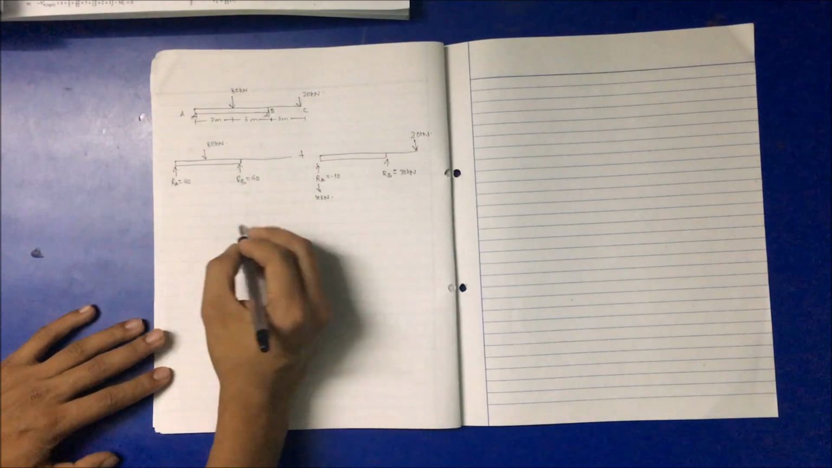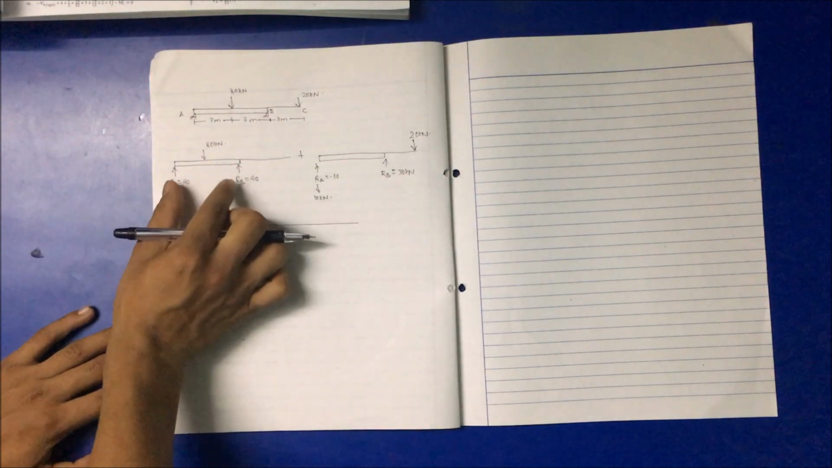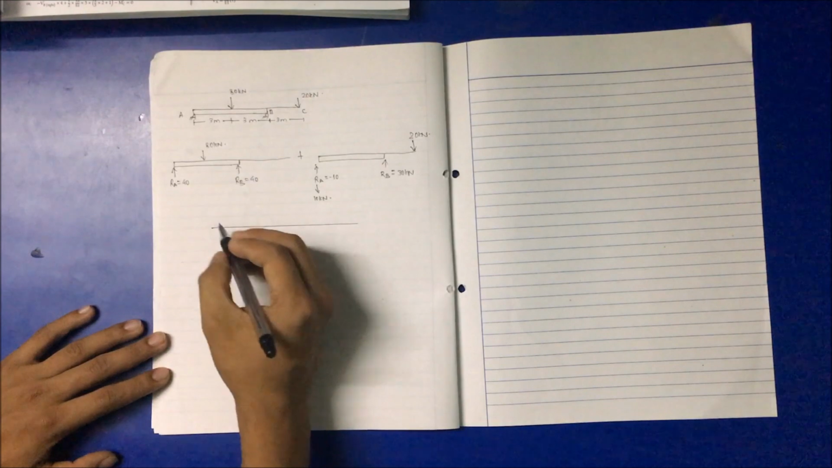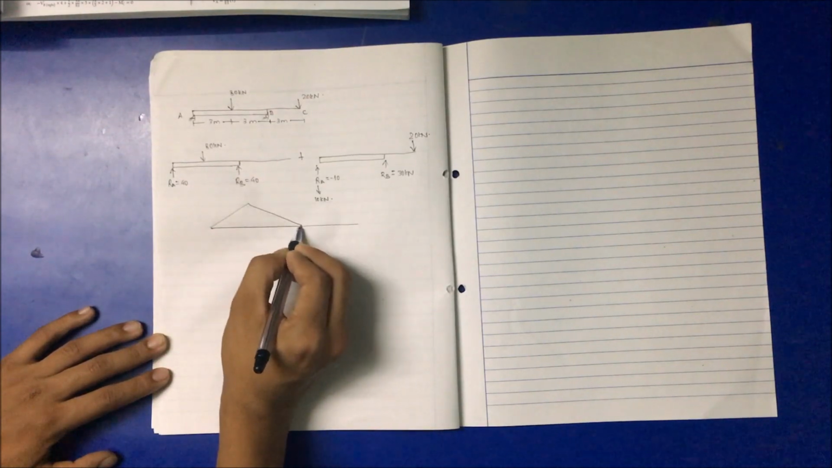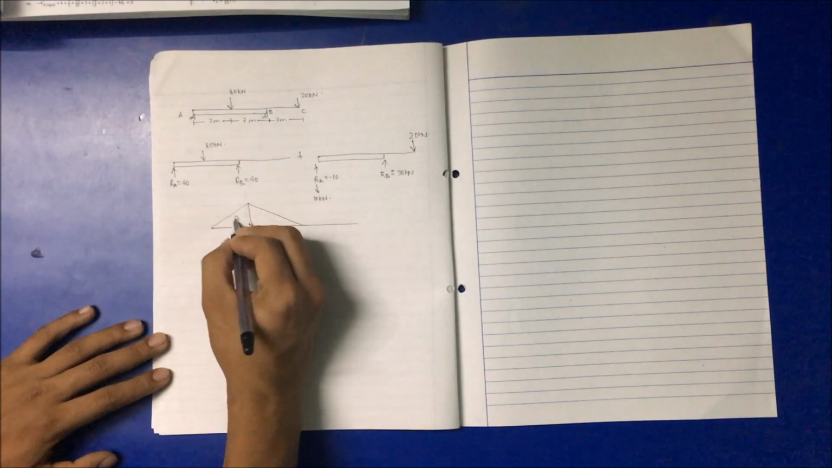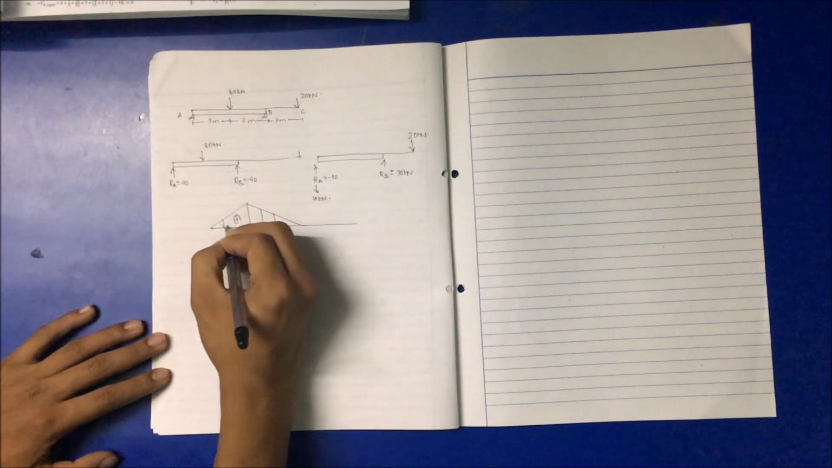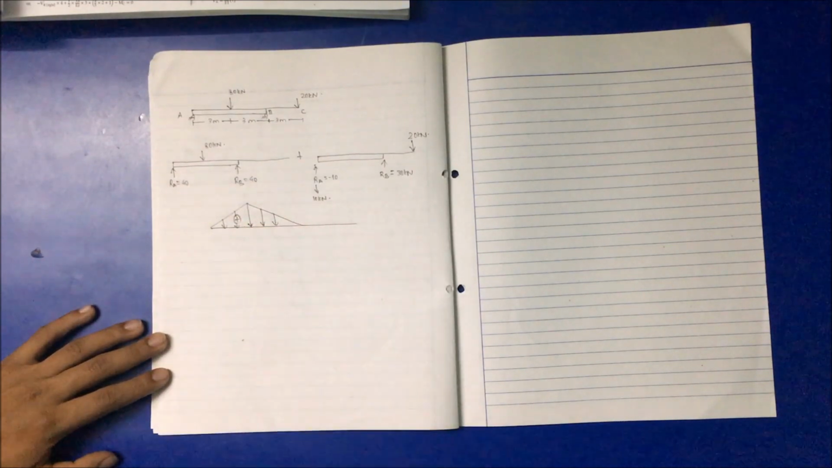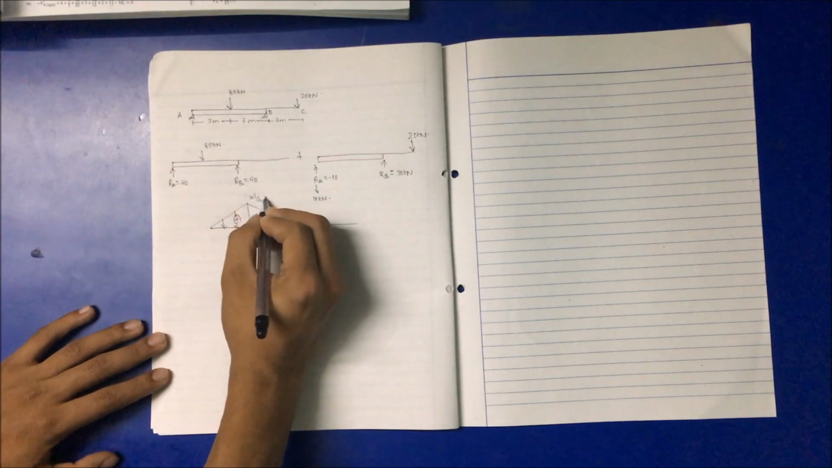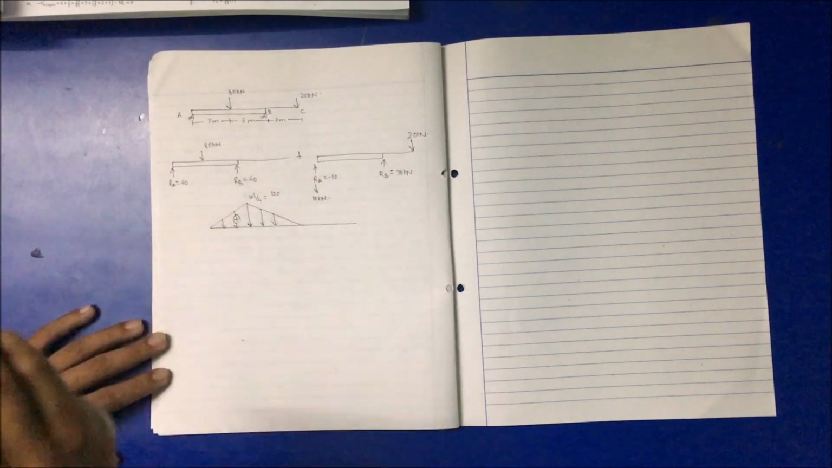Now the next step is to draw the M by EI diagram due to the loading, taking into account this portion AB. Due to the point loading, it will be a triangular one acting vertically downward because the moment is positive, and the magnitude is WL by 4, which is equal to 120.